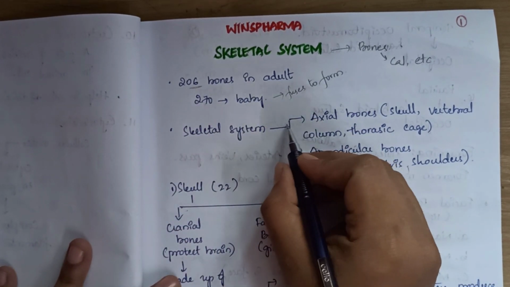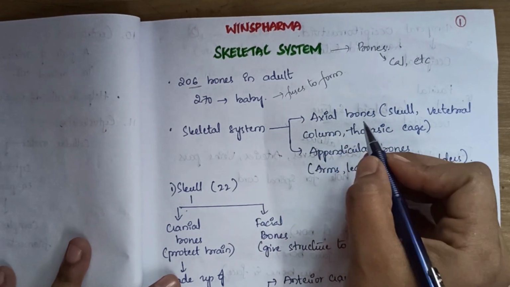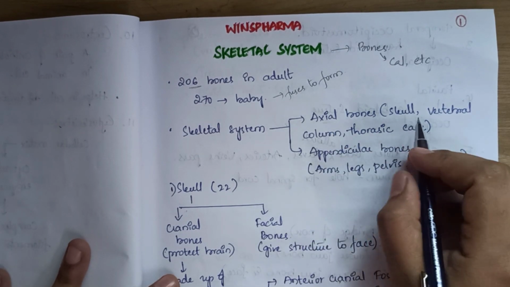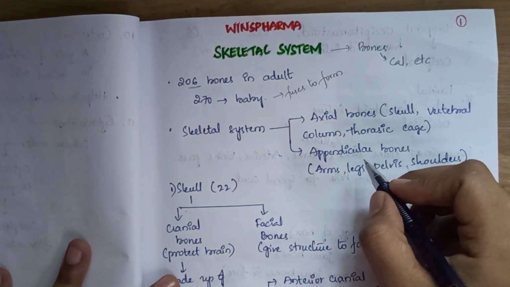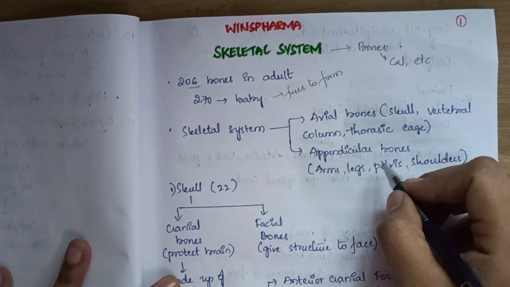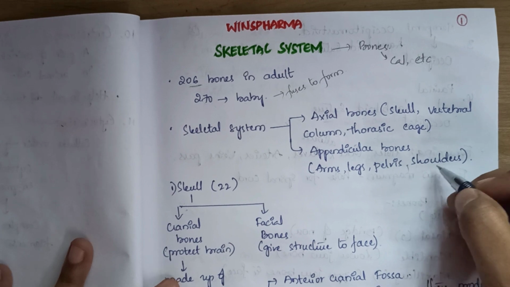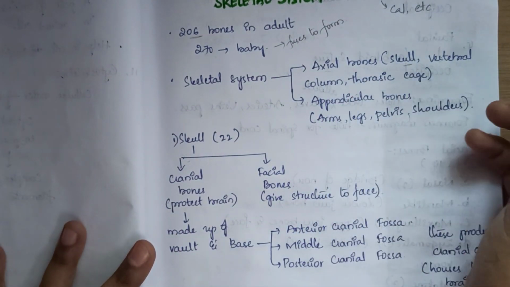The skeletal system is mainly divided into two major parts, that is axial bones and appendicular bones. What are axial bones? That is skull, vertebral column, and thoracic cage. What are appendicular bones? Arms, legs, pelvis, shoulders. Next, coming to axial bones, we'll discuss the skull.